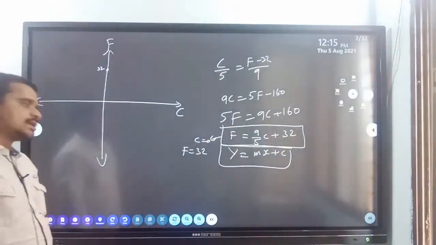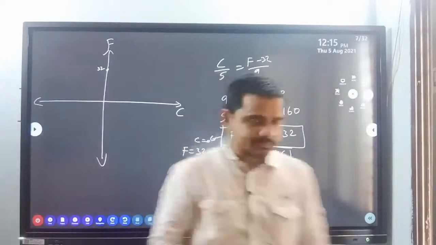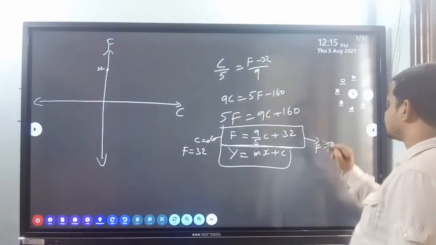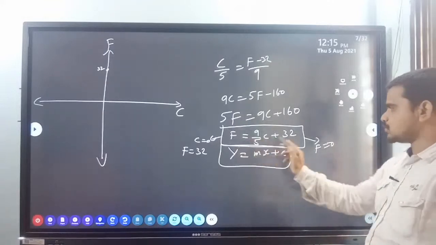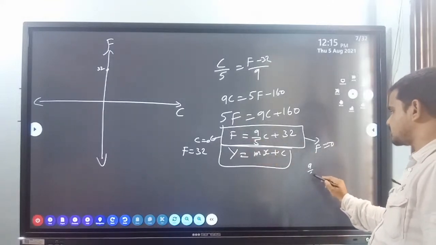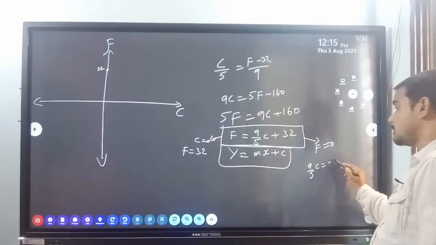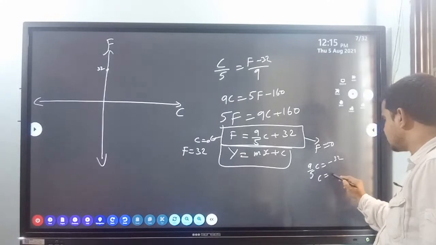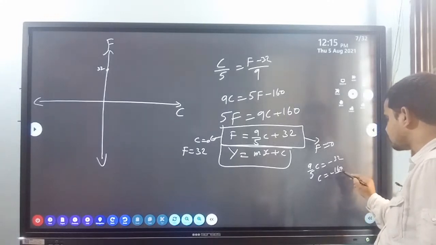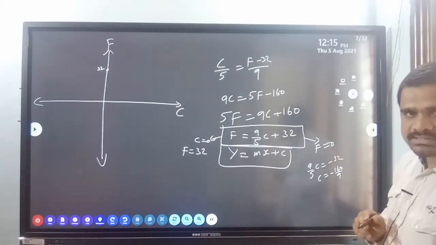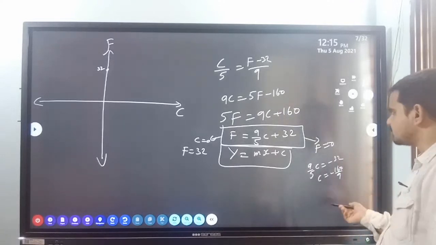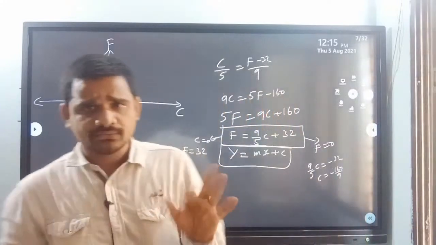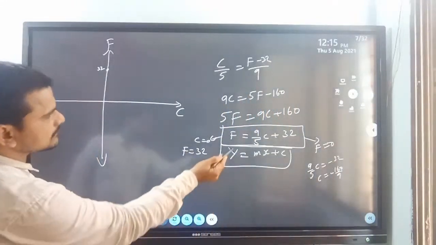One point. Next, in the second step, what you will write is, in the place of y, F, write 0. What will you get? Can you tell me? 9 by 5 into C is equal to minus 32. Correct? And now C is equal to minus 160 by 9. If you want, simplify or else keep it like this. No problem. Our idea is just to get the graph.